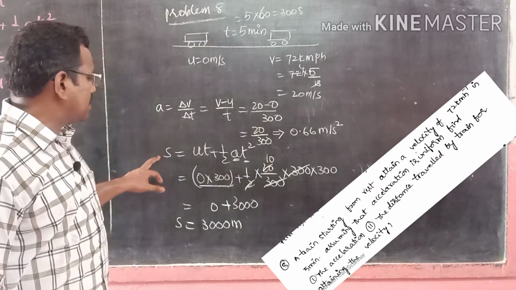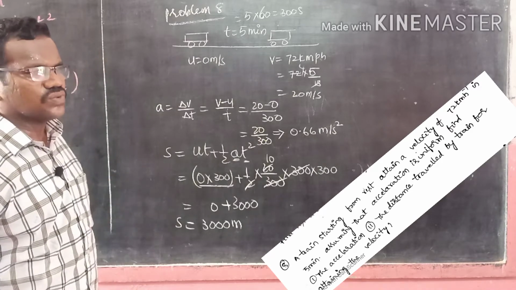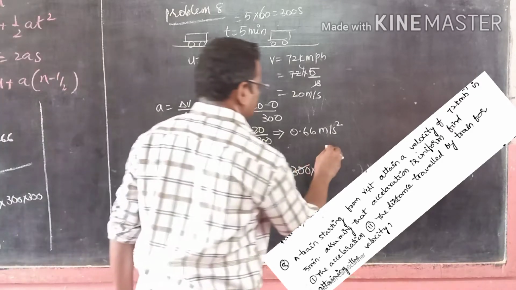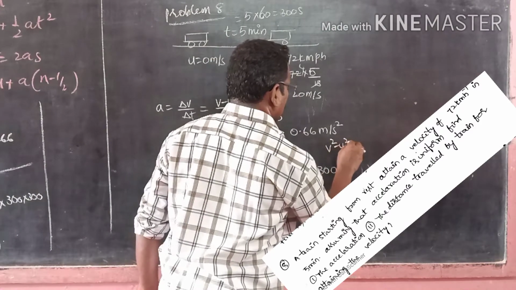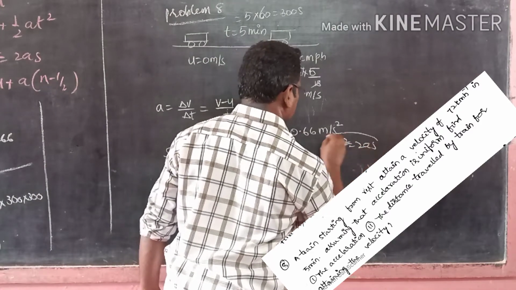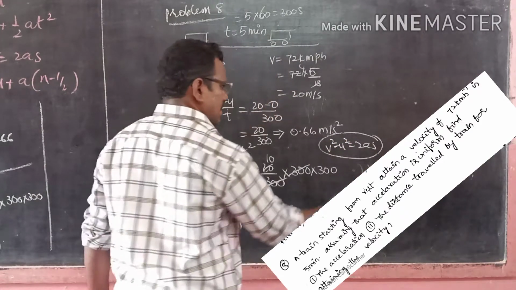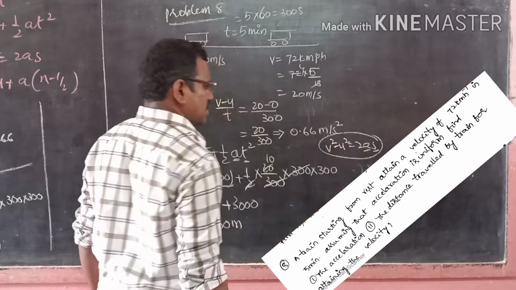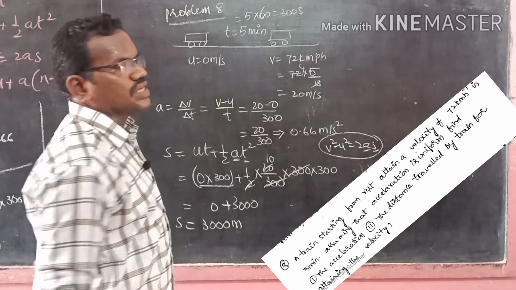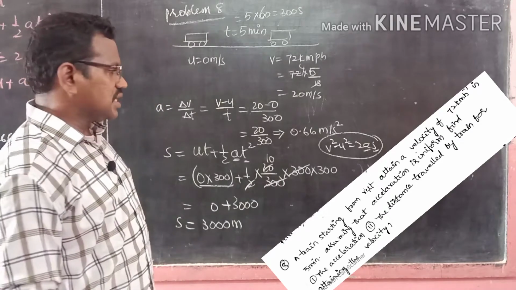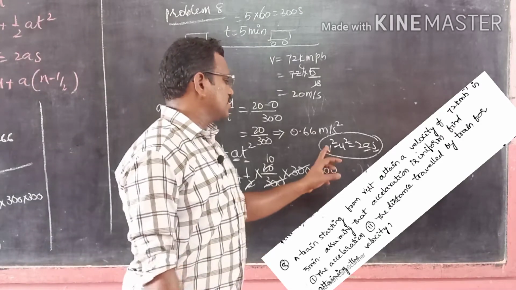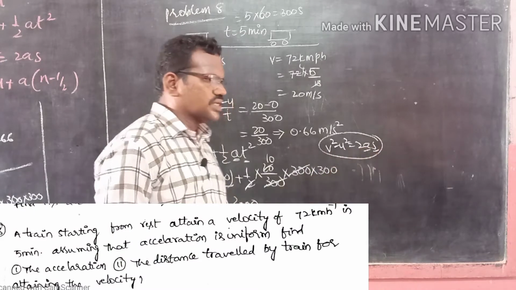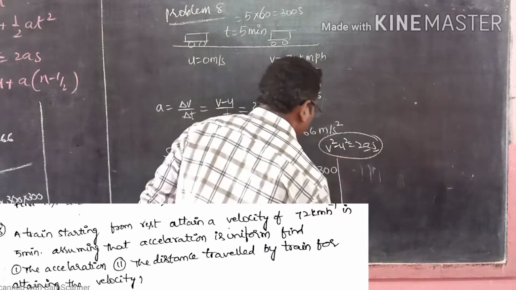Sir, why did you select only s is equal to ut plus half at square? We have one more formula also: v square minus u square is equal to 2as. In this formula, acceleration, displacement, initial velocity and final velocity are all there. That also we can apply. Let us solve by using this.